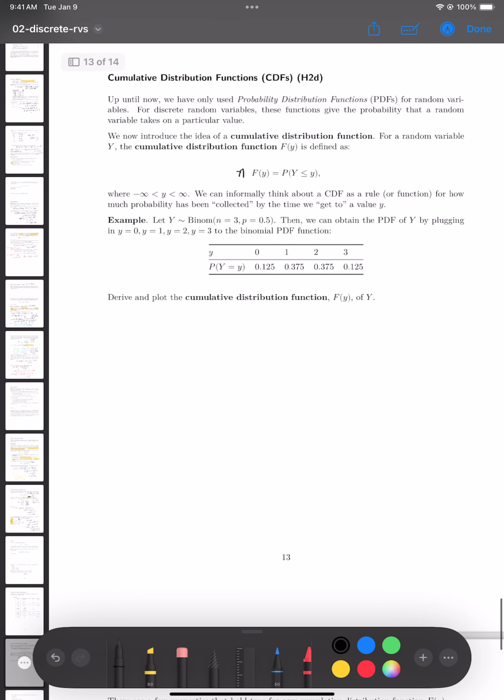And so the definition is given here. I'm on the last couple of pages of this note packet, by the way, so we've skipped over a couple of pages in the meantime. And so this function is defined just as the probability that a random variable Y is less than or equal to some specific value little y.